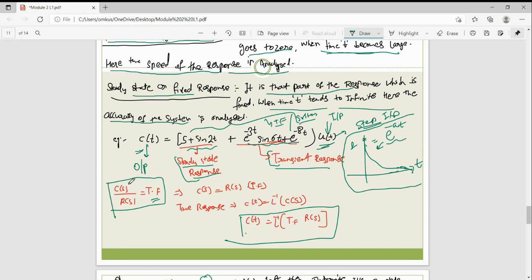Then you have to find the steady state output. So in that case, this transfer function is multiplied by your unit step function and you proceed to solve that question. Similarly, C of t is the Laplace inverse of C of s.